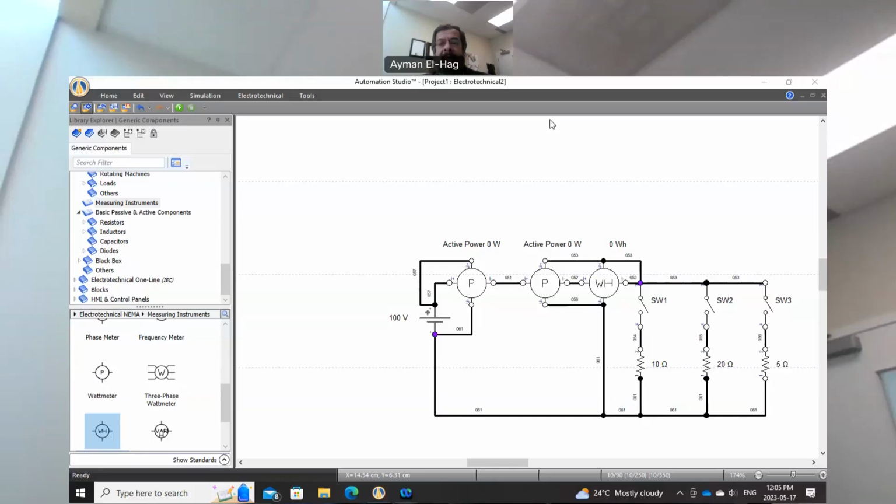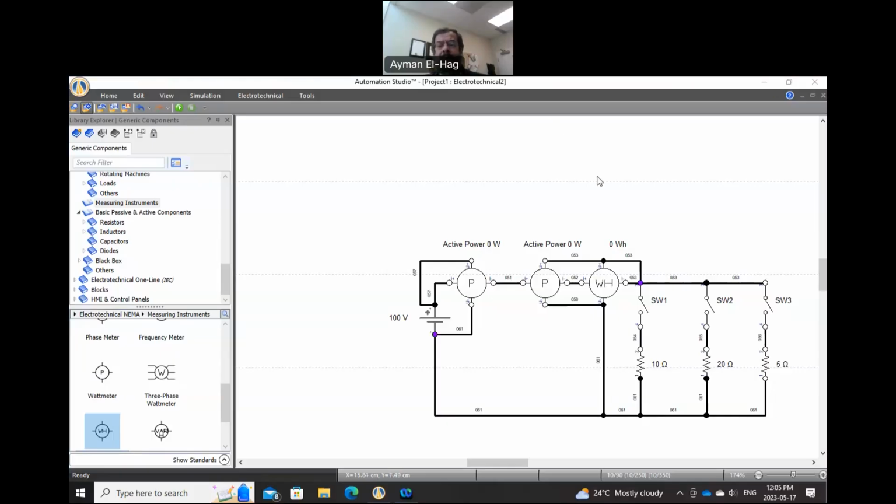Hi everyone. In this video, we'll try to demonstrate the difference between power and energy, and also demonstrate the concept of conservation of energy, that the power that I produce is equal to the power that I consume at my load. To do that, we are using a software called Automation Studio, a nice software that can be used to demonstrate different circuits, different power systems.